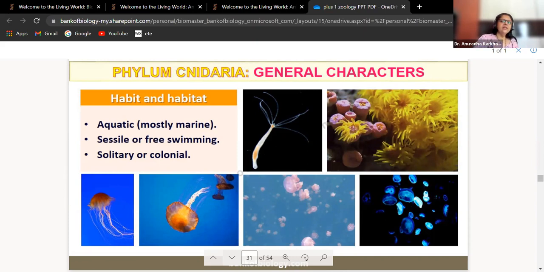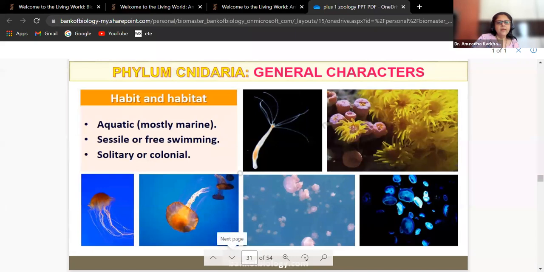So here you can see they are actually moving in the water. Look, they move nicely in the water like this, going up and up again, then suddenly going down. Again they try to move up, again they sink down. So these all are going to be your cnidarians. See the microscopic structures. Look at these.